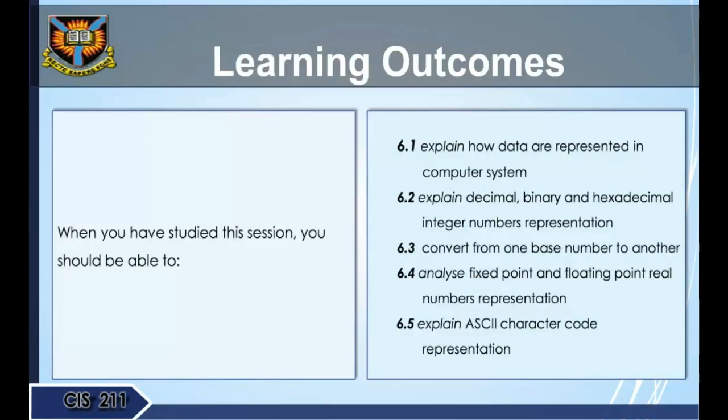Learning outcomes. When you have studied this session, you should be able to explain how data are represented in computer system, explain decimal, binary, and hexadecimal integer numbers representation, convert from one base number to another, analyze fixed point and floating point real numbers representation, explain ASCII character code representation.